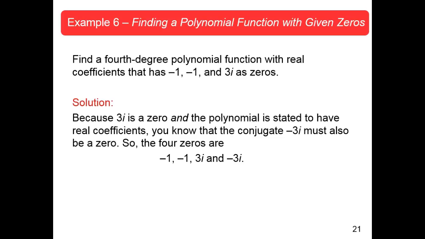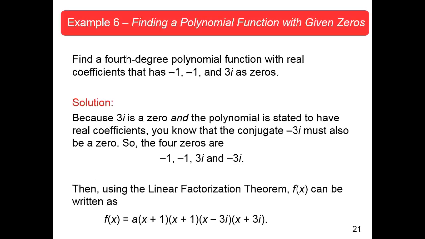Now, what do you do next? If you know those are the zeros, you know what the factors are. What are they? X plus 1, x plus 1. Then using the linear factorization theorem, f of x can be written as some constant a, any constant a in the world, only as a number though, times x plus 1, times x plus 1, times x minus 3i times x plus 3i.